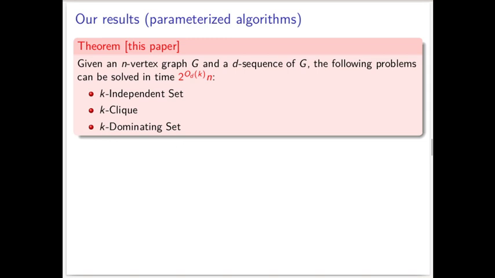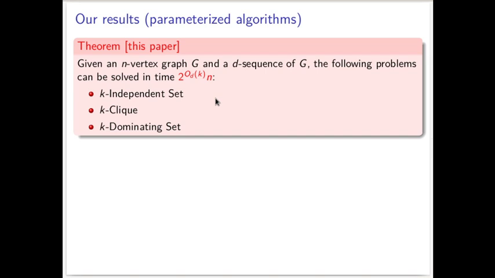So we answered this question positively in the paper by obtaining single exponential algorithms for several problems such as independent set, clique, dominating set, or natural generalizations of them. So when I say single exponential, I mean that the twin width is considered as a constant, but the hidden constants are not huge.